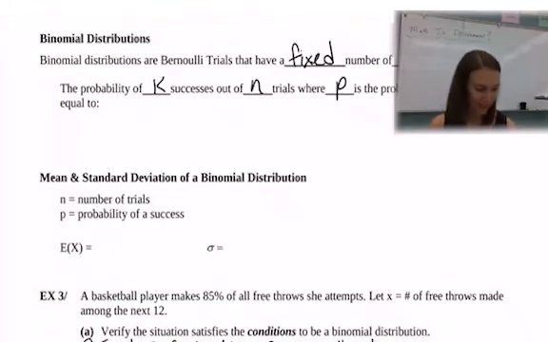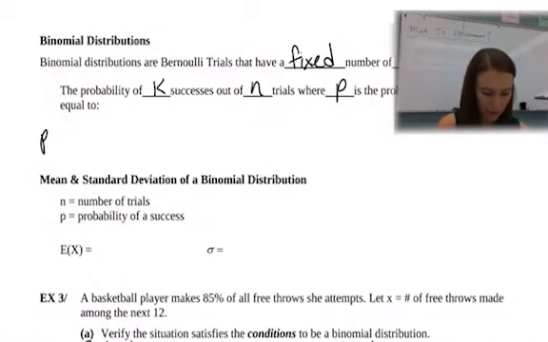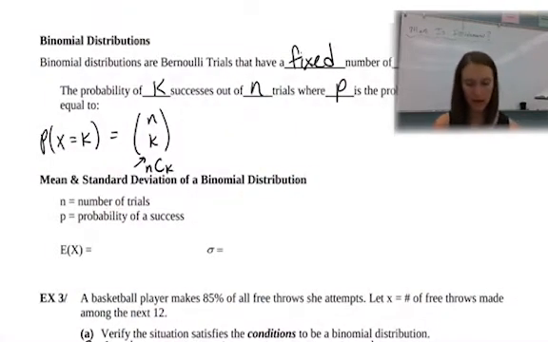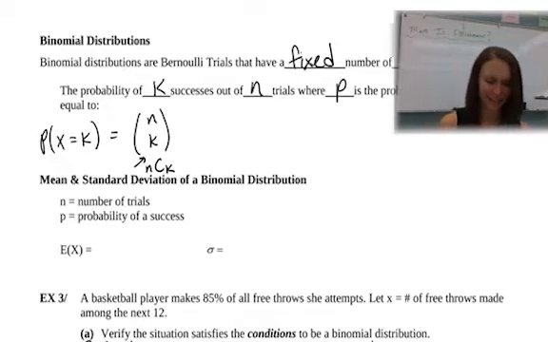But the probability that X equals K, so the probability of K successes, is going to be N choose K. So this is NCK. It's combinations. It's the number of ways we can choose K things out of N total items. And I'll explain that a little bit in a second.